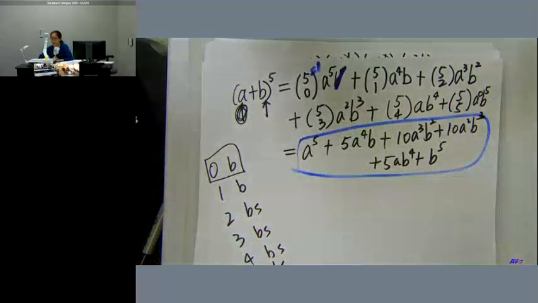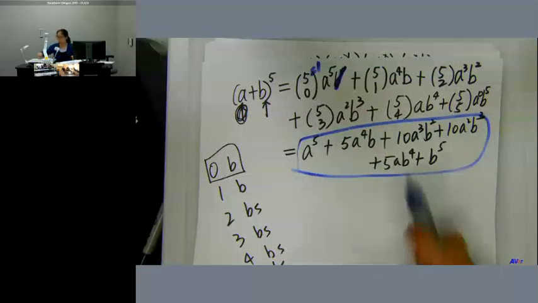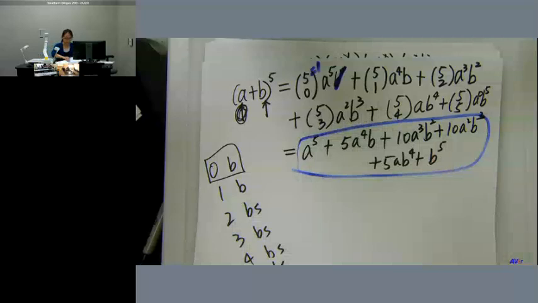Okay. So this will save you time of multiplying A plus B 5 times. You can just get the answer. All right? Okay, notice in the formula we use combination. Any question? Yes.